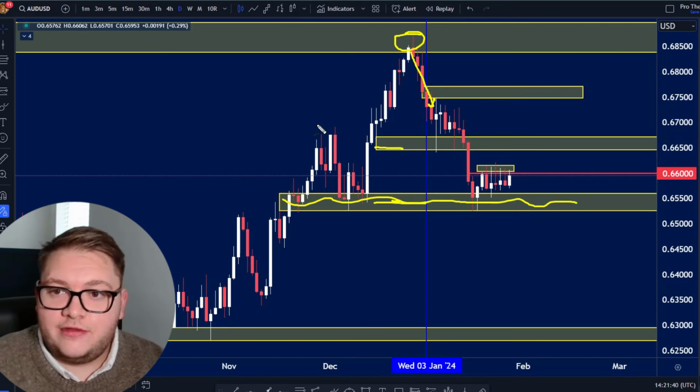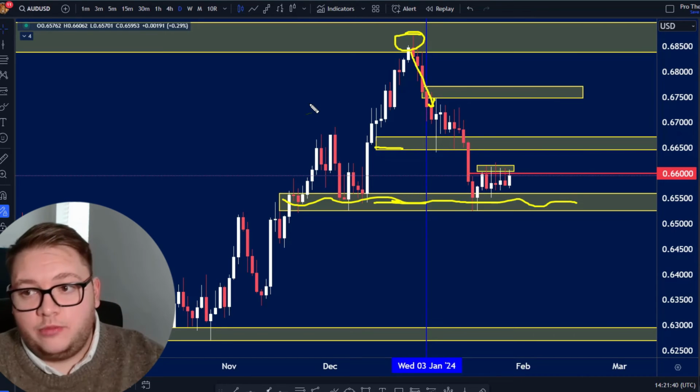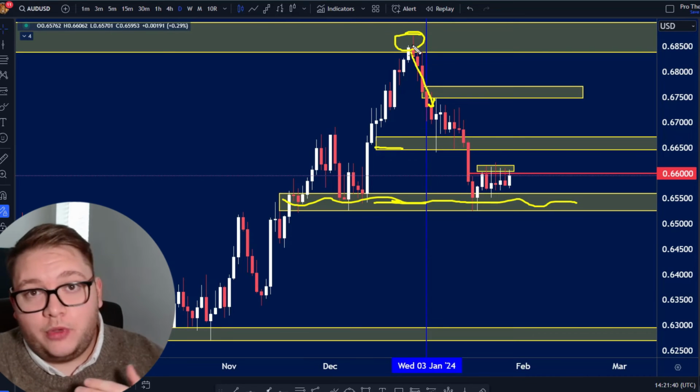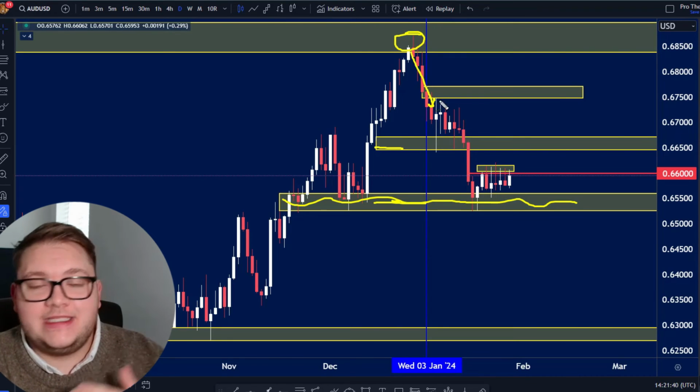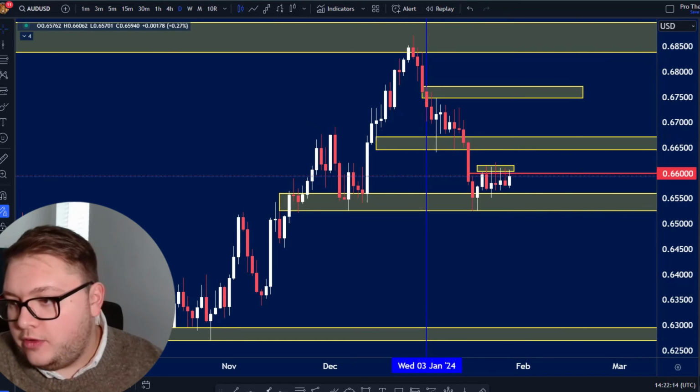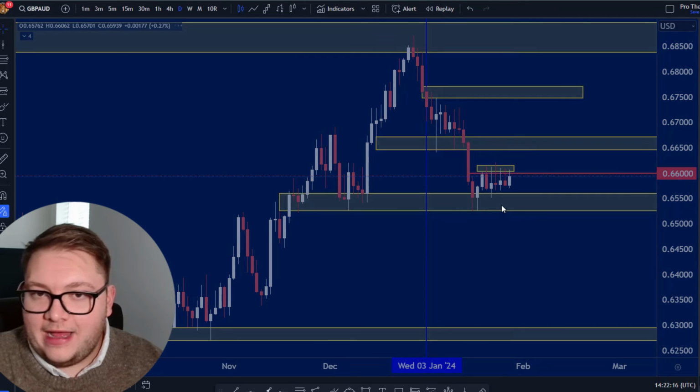So you can see the difference there. Pound US dollar is at support. The Australian dollar versus the US dollar was at resistance, pulling away from that resistance level, selling off from that resistance point. That's what created this upward momentum here on pound Aussie.